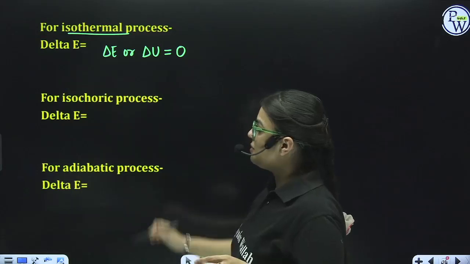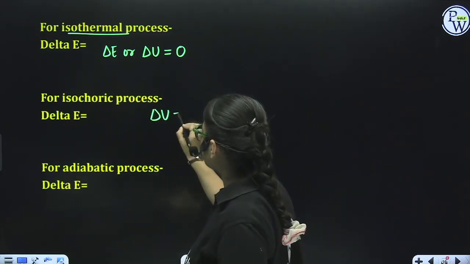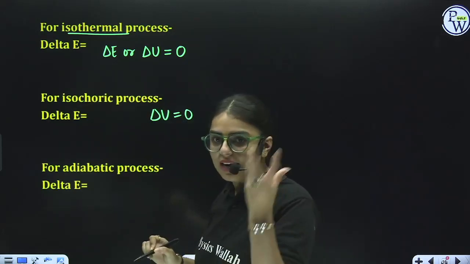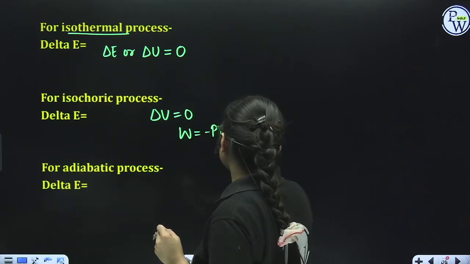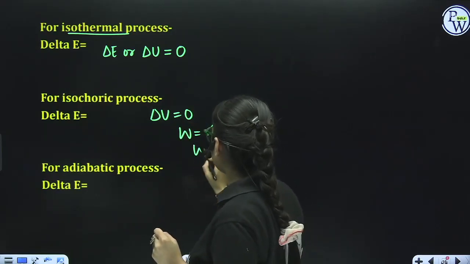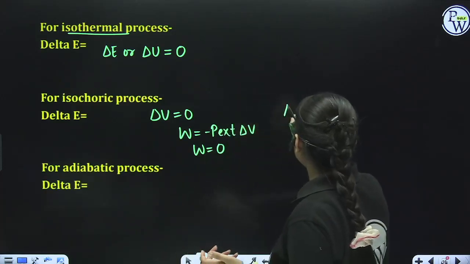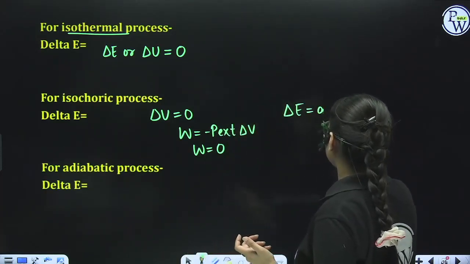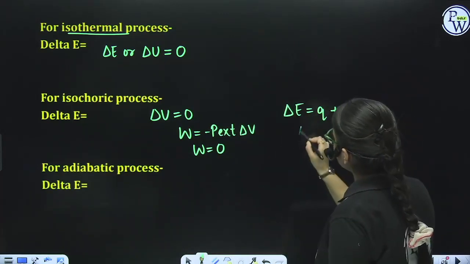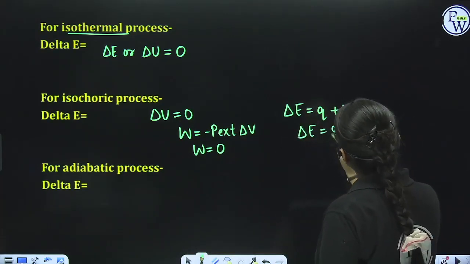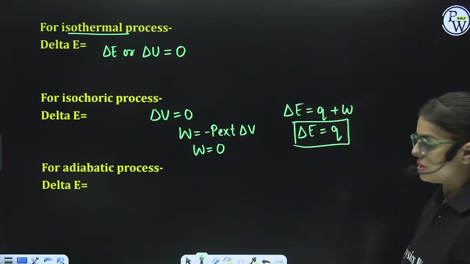Now coming to the next one, the isochoric process. For isochoric, we very well know that the change in volume is 0. If delta V is 0, we know that work done is minus P external delta V, so work done will come out to be 0. Now W is 0 and we know that delta E or delta U is Q plus W as per the first law of thermodynamics. If W is 0, delta E or delta U will be equivalent to Q. Clear? This is for the isochoric process.